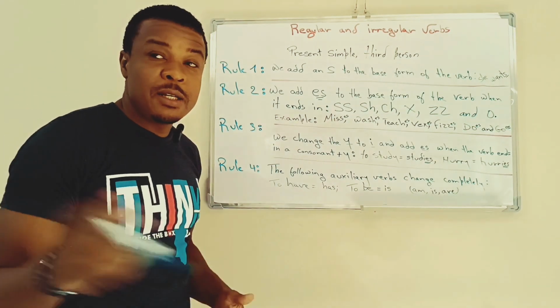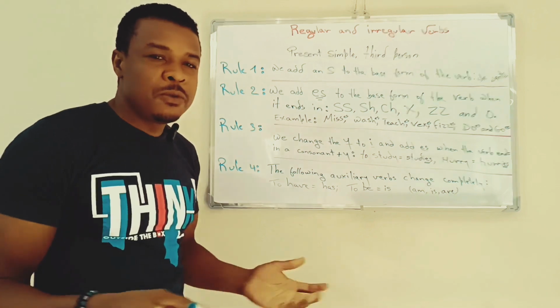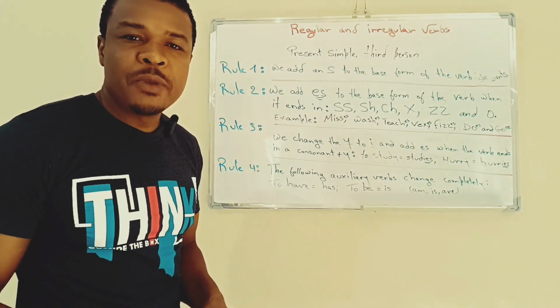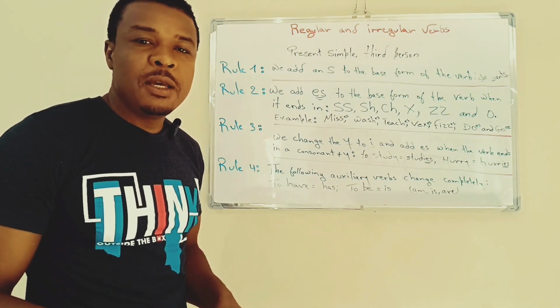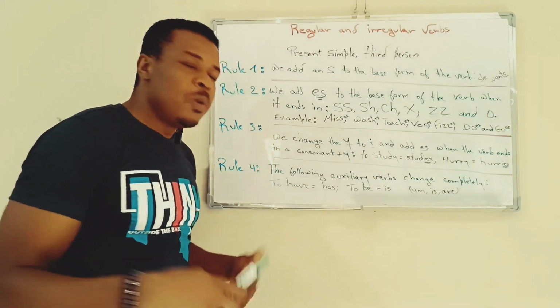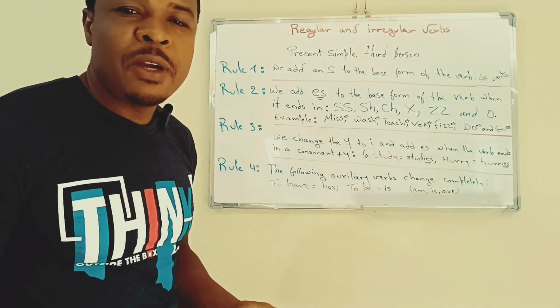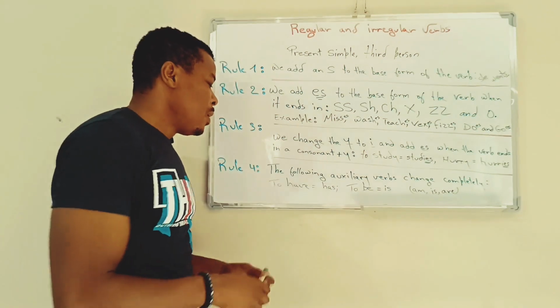She has a baby. I have two daughters. For example, she has a baby. He has a son. He has a car. It has. We have, you have, and they have. So this is the rule.